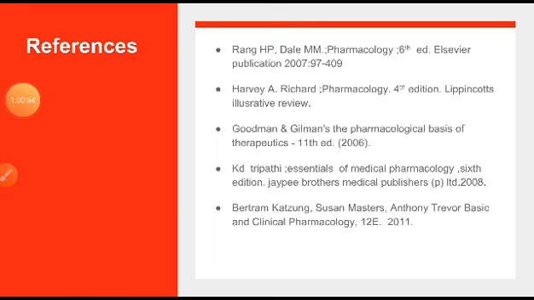These are the references which I have used for making this video. Most of the diagrams I have taken are from Rang and Dale, the first book, as well as from KD Tripathi, and I have used content from Katzung as well. So it's very well balanced content taken from all these books, right?